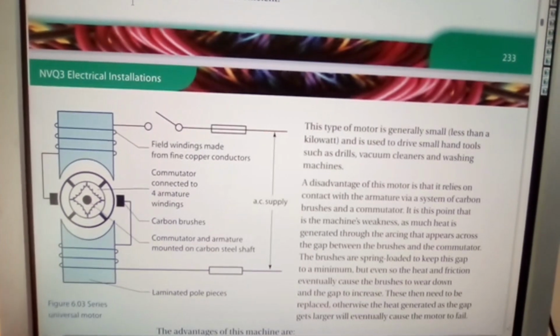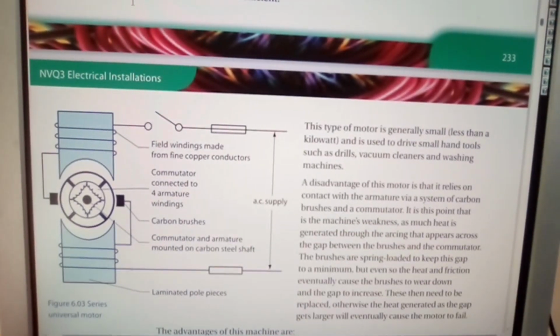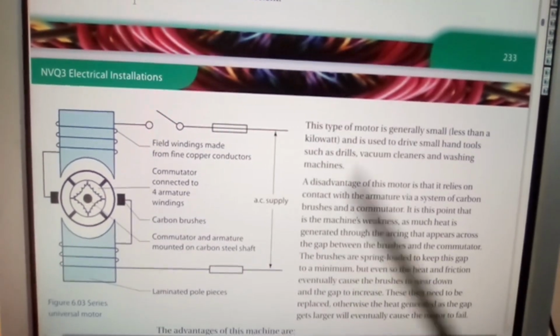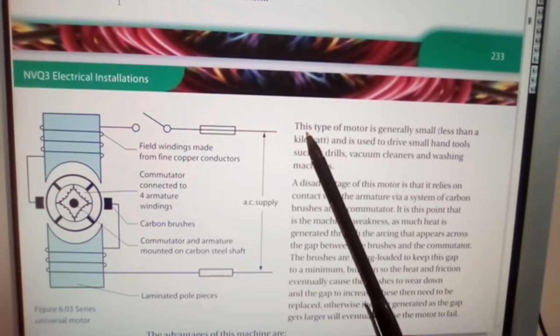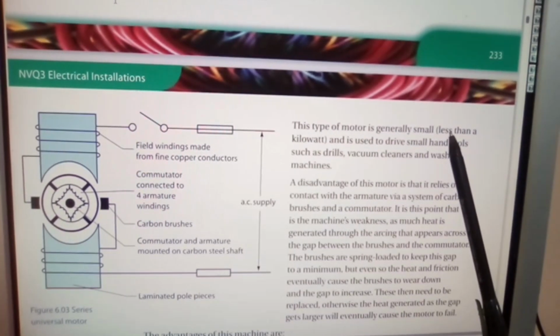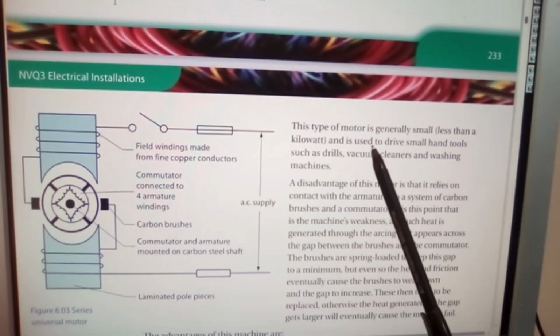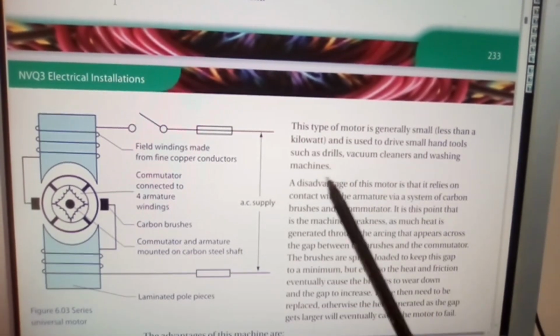Now the first thought that came through my head was centrifugal switch, but that's not part of the centrifugal switch at this point. But I could be wrong. That's the first thing that came to my head, but let's carry it through. This type of motor is generally small, less than a kilowatt, and is used to drive small hand tools, such as drills, vacuum cleaners, and washing machines.